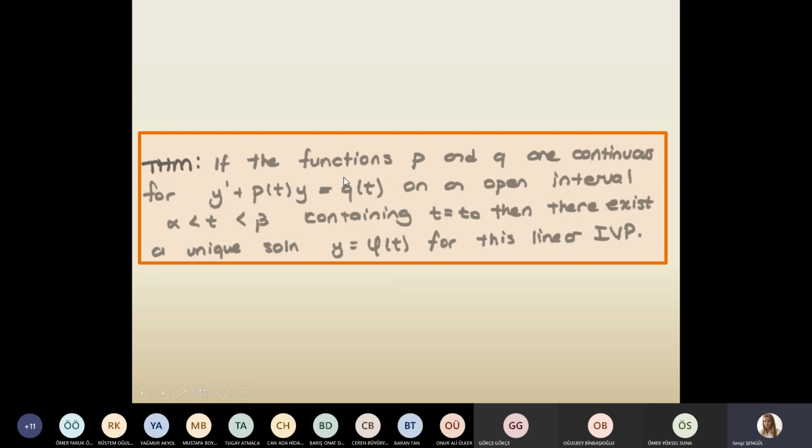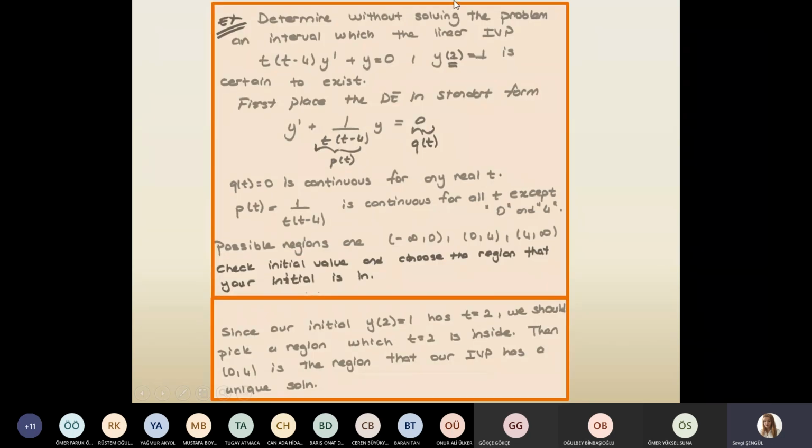And if the equation is given to you in the linear equation standard form, look at that in here, then you need to check the continuity regions of the P and Q functions. And then again, you need to choose the region that your initial value is in. Okay? For nonlinear ones, you are looking for f and the derivative of f with respect to y. And for linear ones, you can look at p of t and q of t for the first order differential equations.